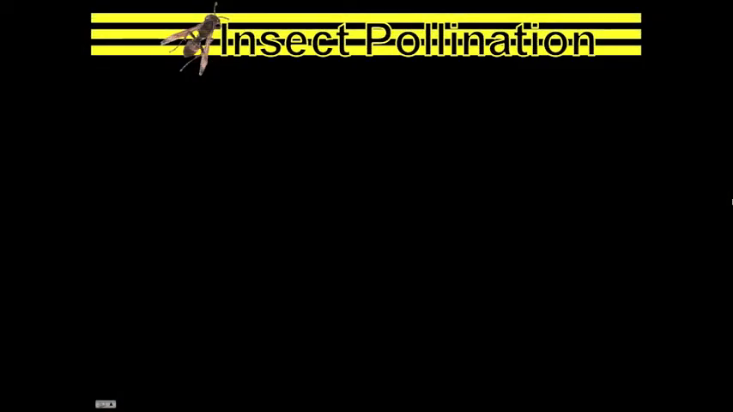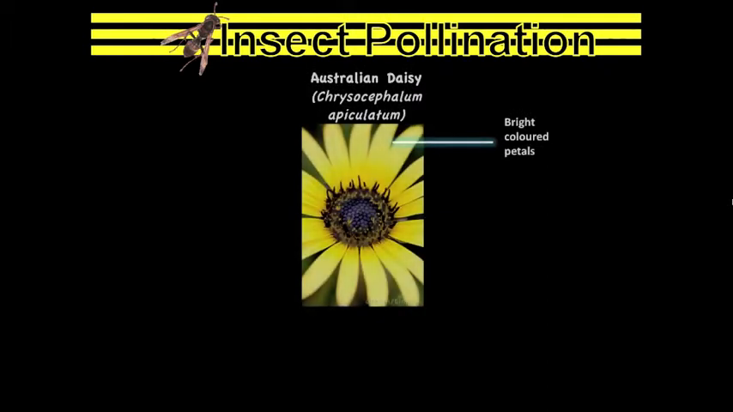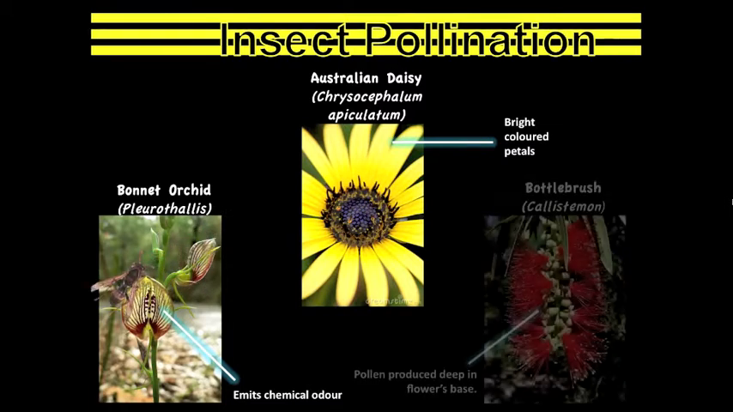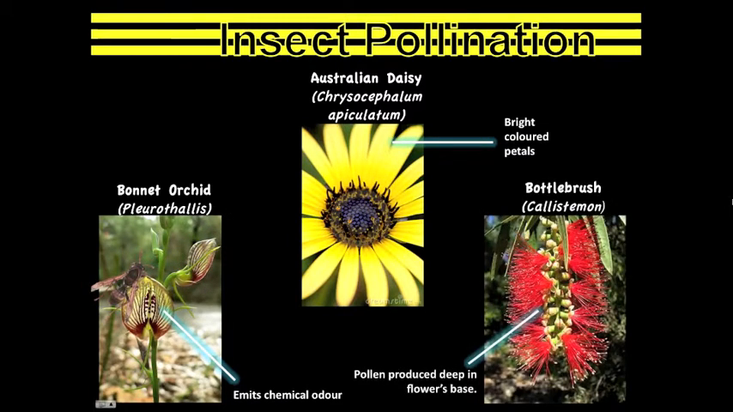They may have colourful petals such as the native Australian daisy, which attracts butterflies with its bright yellow colour. Alternatively, scents also attract insects for pollination, an example being the bonnet orchid, which emits a chemical odour that attracts male wasps. In plants such as the bee-pollinated Callistemon, the nectar is produced deep in the base of the flower. When the bee enters to collect the nectar, pollen is dropped onto the bee in the exact spot where the stigma from another flower will pick it up.